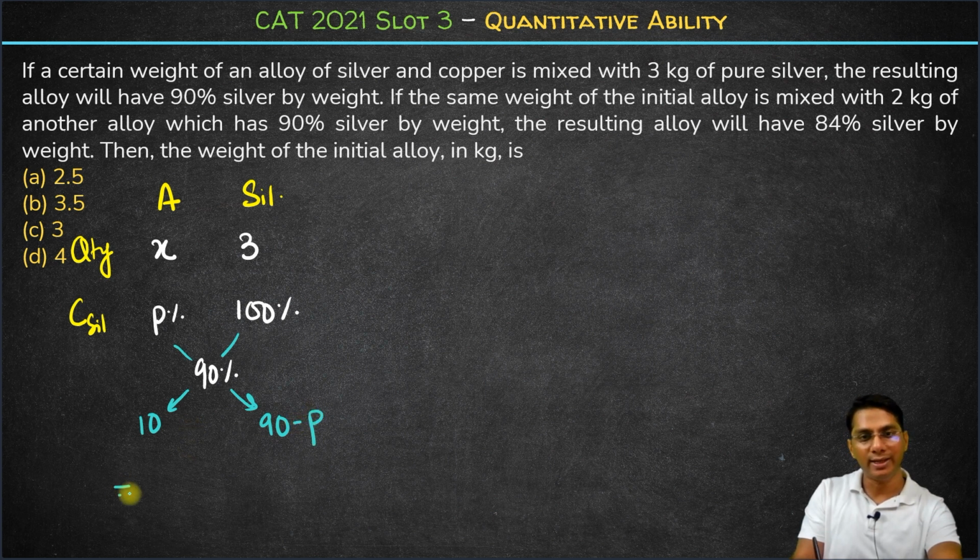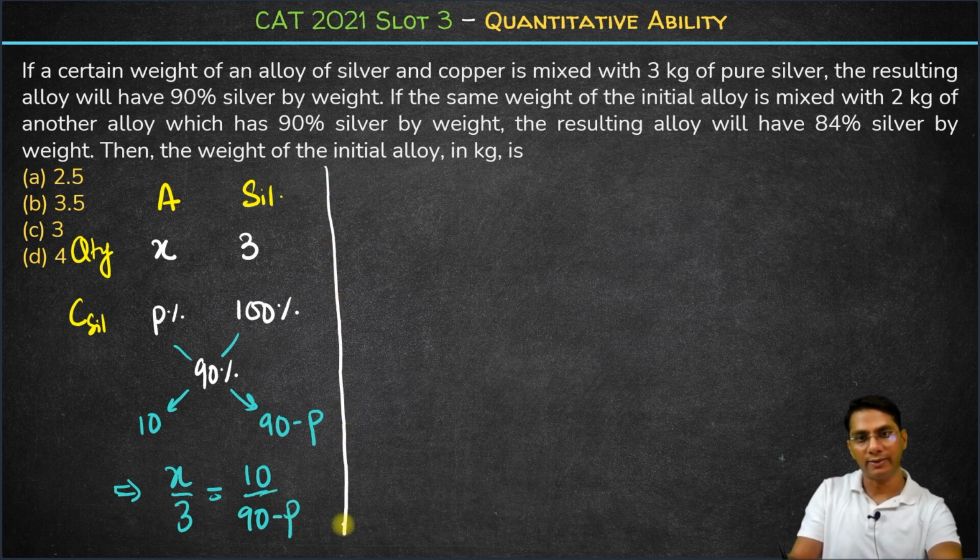So using alligation, the ratio that we get is x upon 3 is equal to 10 upon 90 minus P. This is the first relation that we have.